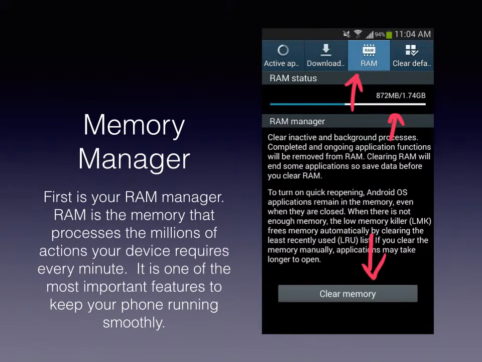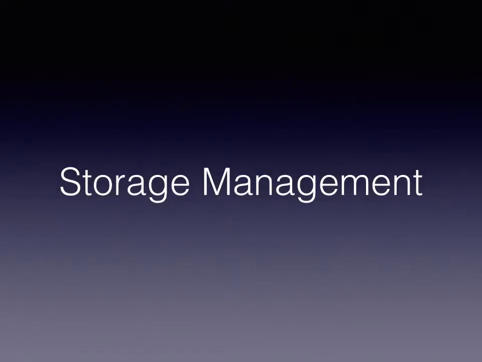Within these tabs, you can also clear your defaults. So every time you open a file, it defaults to a certain app. You can clear that out. You can go into your downloads and clear those out. And you can also go back to active apps, which is what I showed you earlier. From this screen, if you hit clear memory, it will clear all memory that you haven't used recently, and that helps keep your phone running very smoothly.